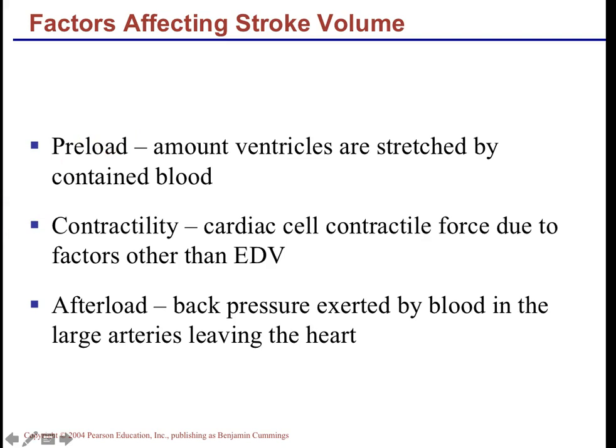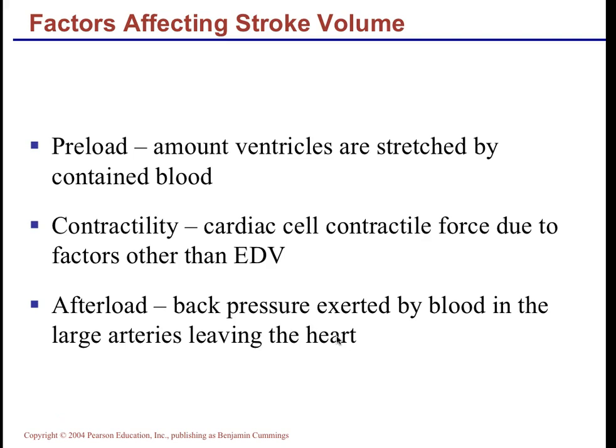And the contractility is one factor, but the stretch factor of Frank Starling's law of the heart comes into consideration if the preload is quite large. Then the afterload, you have that stretching for the preload, the afterload. It's the back pressure exerted by blood in the large arteries leaving the heart. And that sounds like a whole bunch of gobbledygook, but what happens is that you've got the stretch, and then you've got the cells contracting and the stretch snap back, and that is pushing blood into your arteries.